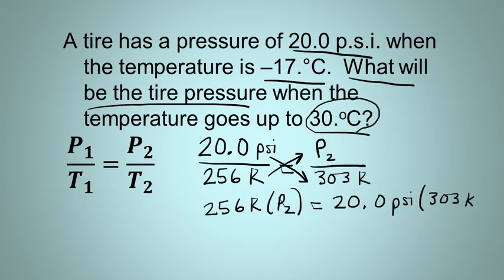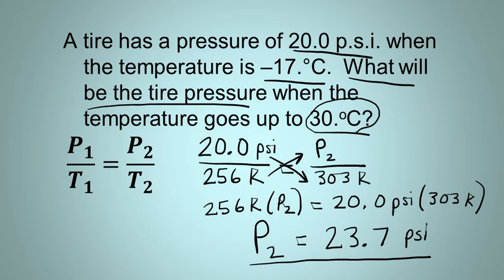And so now we just have to multiply on the right side and divide by 256. And using algebra, I get that P2 equals about 23.7 psi. And that's a reasonable answer because we raised the temperature, so we expect the pressure to go up. So this is a good example of using Gay-Lussac's law.